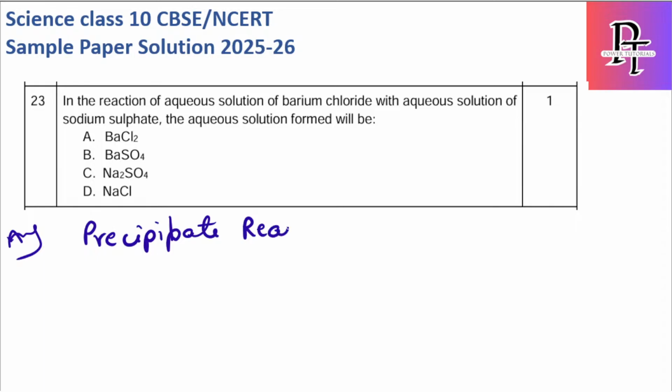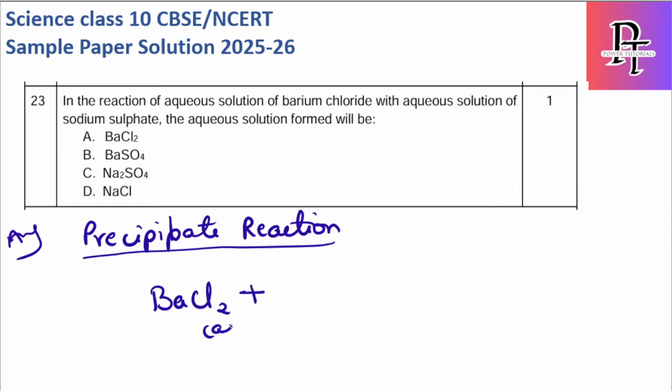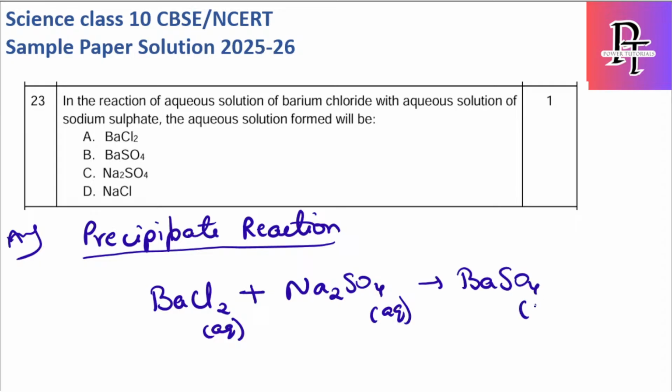They can ask you in a question, give me an example of a precipitate reaction, then this is the right example. Here, an aqueous solution of barium chloride, which is BaCl2, plus an aqueous solution of sodium sulfate, which is Na2SO4. What will happen is these two will form BaSO4. BaSO4 is a precipitate or solid, plus 2NaCl. 2NaCl is again aqueous.